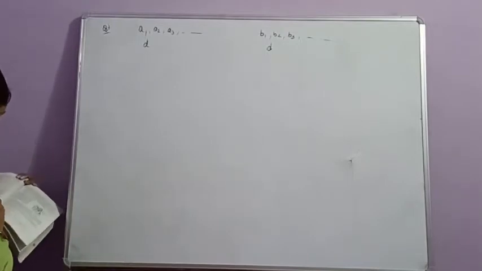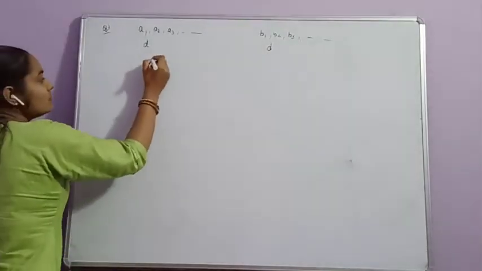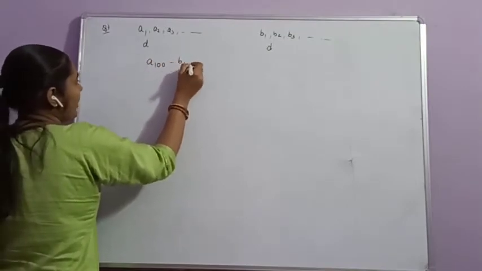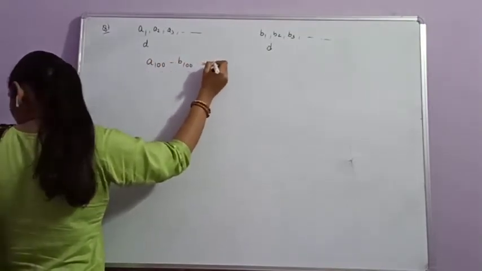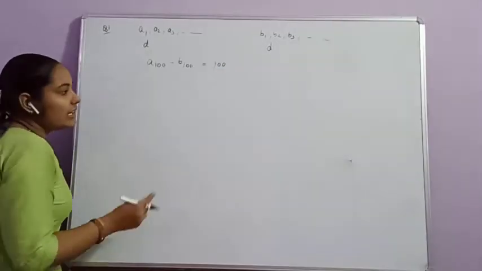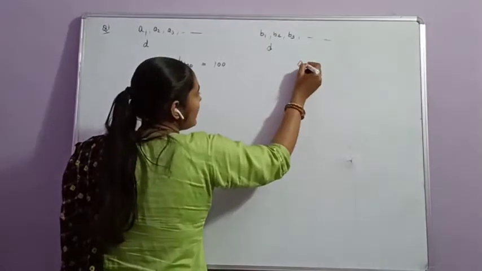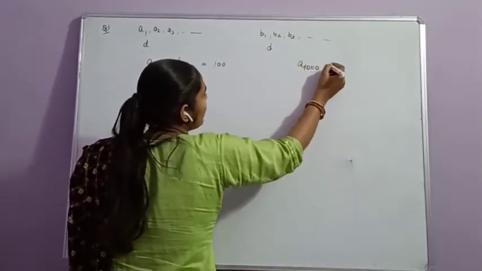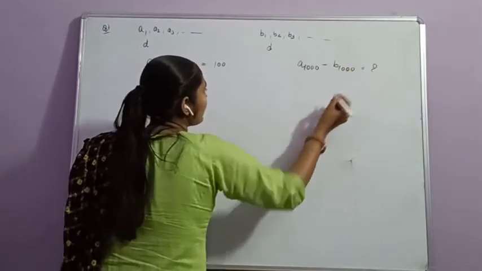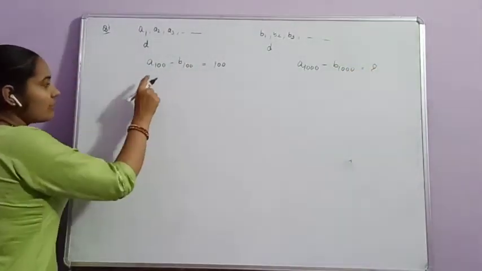The difference between their 100th term, it means A100 minus B100, is given, that is equal to 100, and we have to find out the difference between their 1000th term, that is A1000 minus B1000, which will be equal to dash. First of all, we solve it.